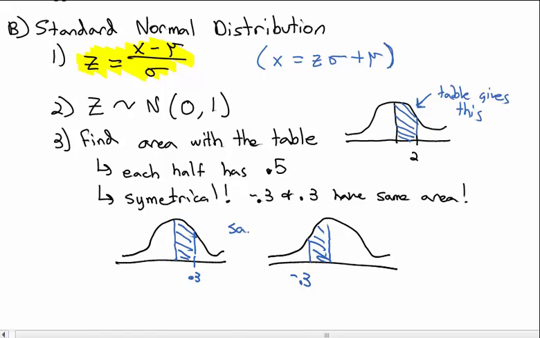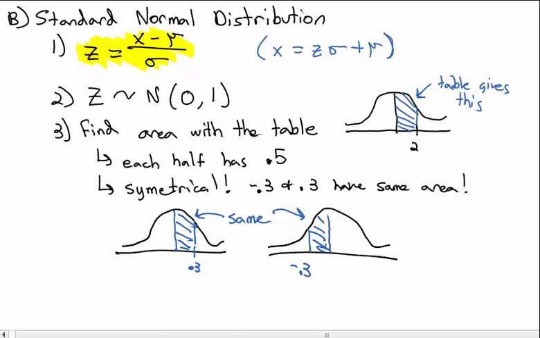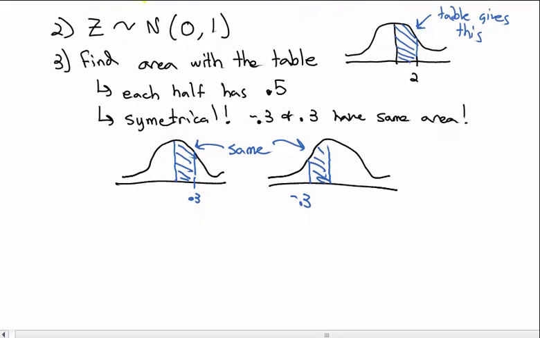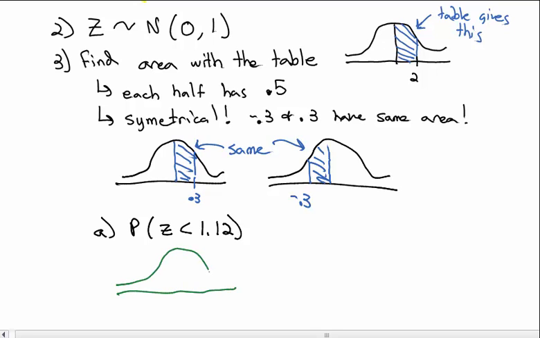They're on opposite sides, but they are the same area because it's symmetrical. So we're going to use that as we solve problems like, for instance, we want to find the probability that z is less than 1.12. I will always start by drawing a picture to help me see what area I'm looking for.